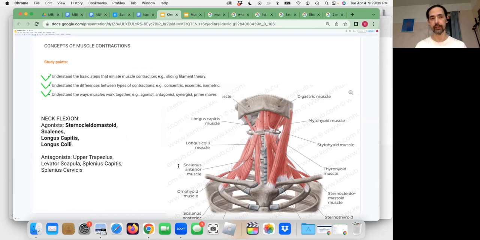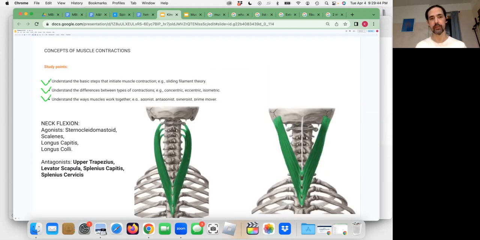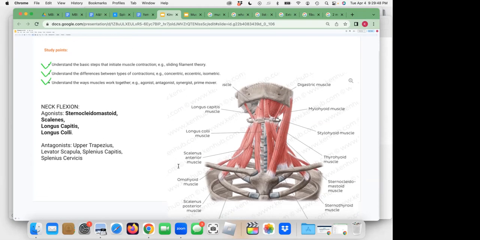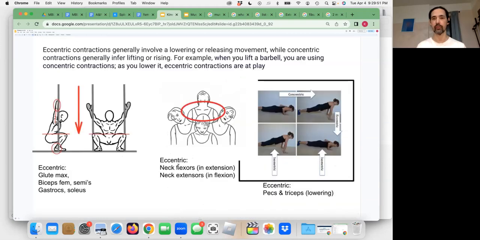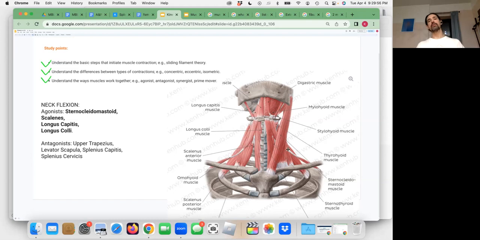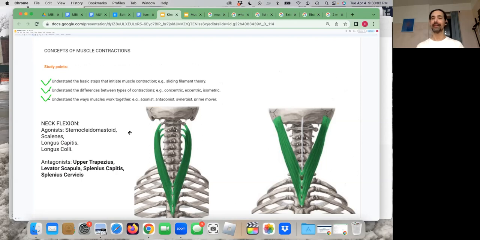Okay. Very good, guys. Let's point out a couple other things. Woo! It's difficult, isn't it? It's a lot of repetition, yeah? But the more you repeat, the more familiar it will become. So we just went over these muscles in the front of the neck. These are the neck flexors. And in the back of the neck, we have the neck extensors.